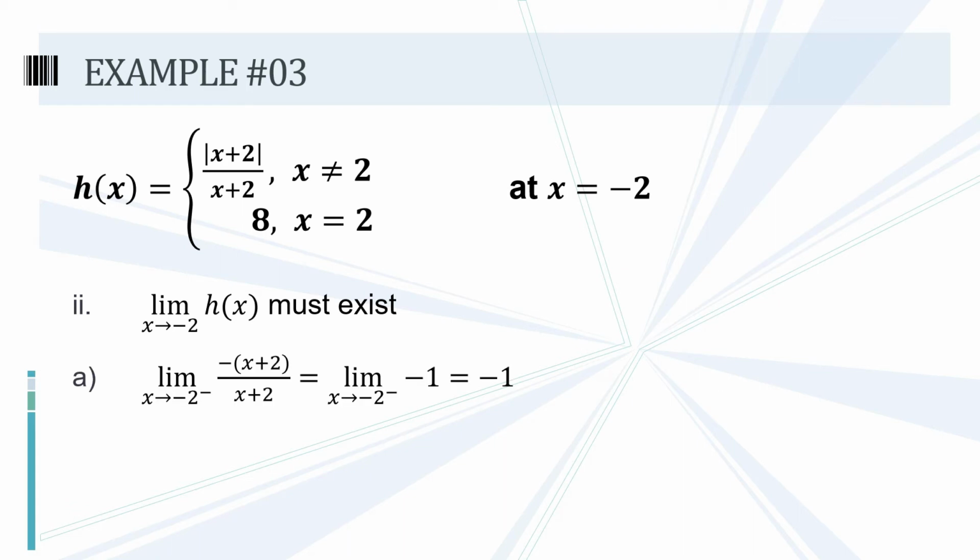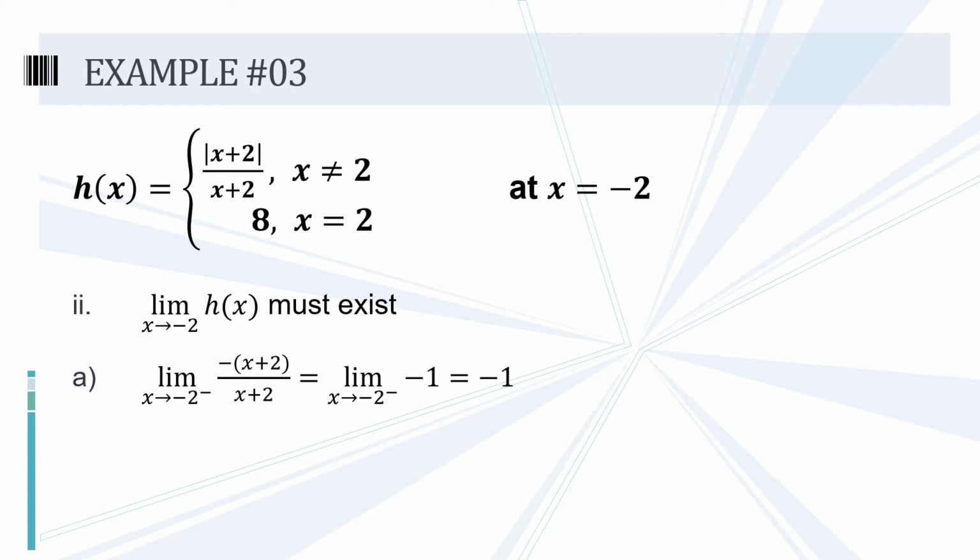So since meron tayong absolute value, kailangan nating i-check yung one-sided limits niya. Okay? So we know that the absolute value of x plus 2 is equal to x plus 2 kapag greater than or equal to 2. And then, the negative of x plus 2 naman kapag less than 2 siya.